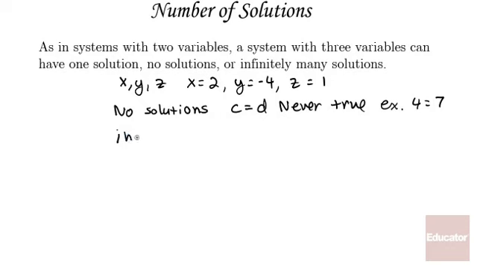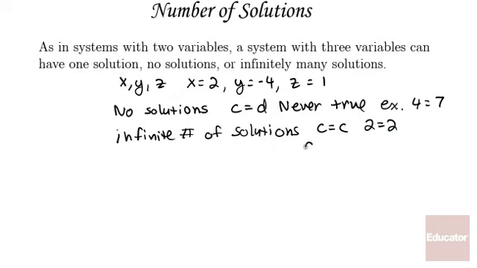There can be an infinite number of solutions. When you're working with your equations, you're eliminating, you're substituting, you're using your techniques, you're being careful, you're doing everything right, and then you see variables drop out and you get a constant equals a constant, like 2 equals 2. Well, that is always true. And this means that that system of equations has an infinite number of solutions.